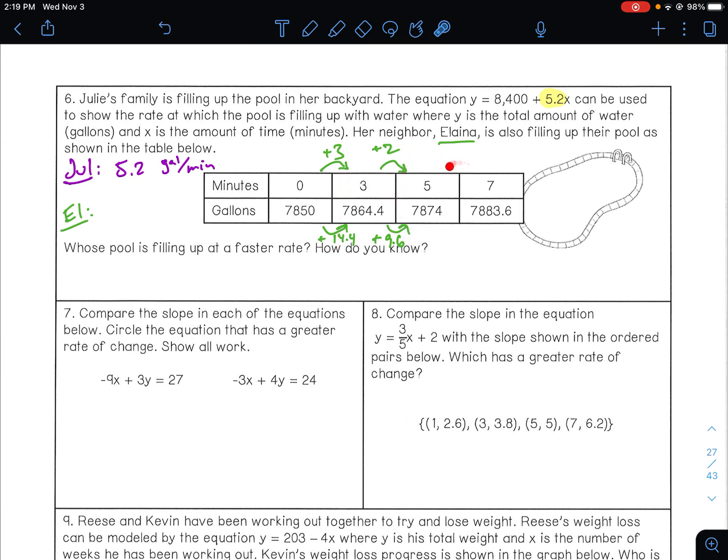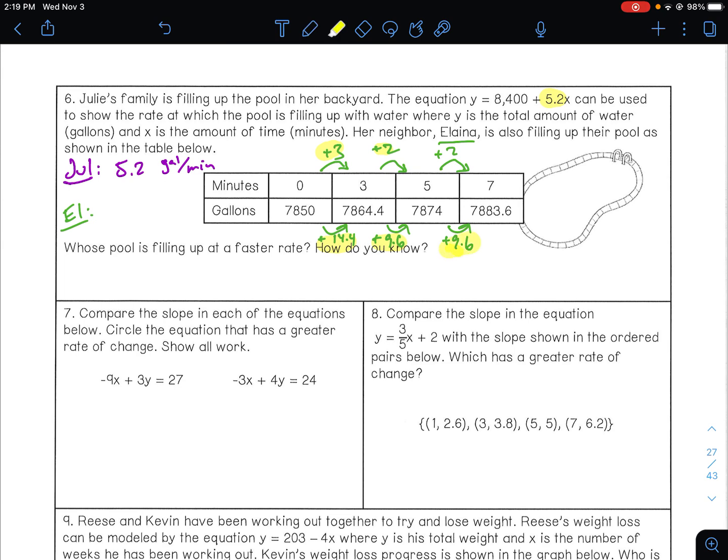But let's go ahead and check this last one, just for the fun of it, even though I technically don't have to, because I can find my rate of change from just dividing that 14.4 by 3 or 9.6 divided by 2. That's a change of 2, and this should be a change of 9.6. So let's subtract 7883.6 minus 7874. And I am correct. That is a change of 9.6.